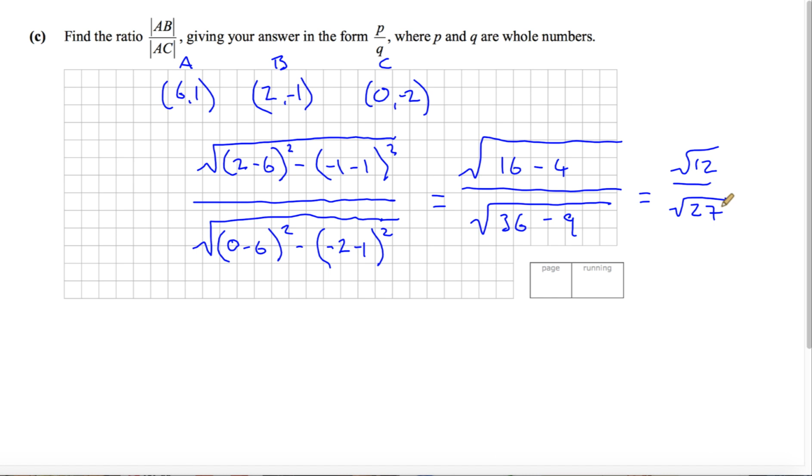And we're going to see, does that simplify? And that gives us 2/3. So you can just do that bit in your calculator. So 2/3, which is what it simplifies to. So this is our answer in the form P over Q, and that's the end of the question.